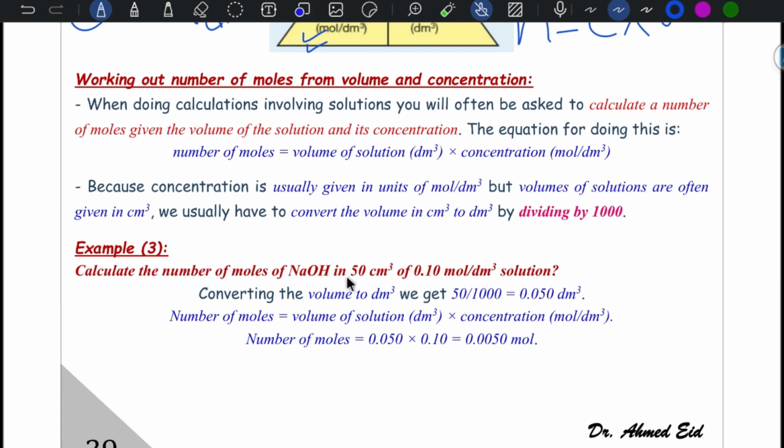Calculate the number of moles in 50 cubic centimeter of 0.1 mole per cubic decimeter. 50 divided by 1000, then multiply volume by concentration to give number of moles.